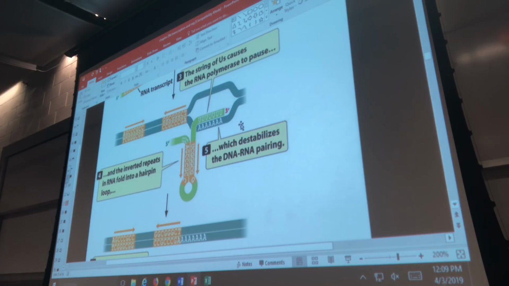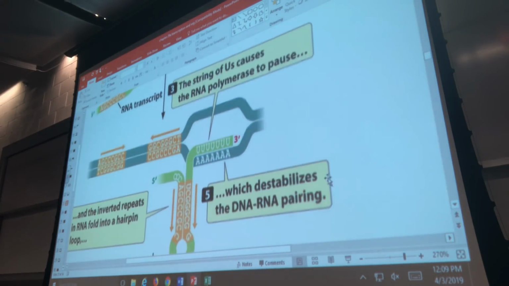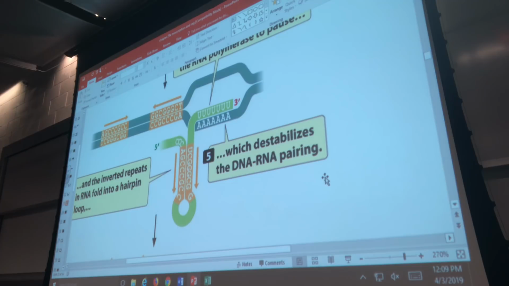So the way, and I'll say this again, transcription ends via rho independent termination is that a transcription of an inverted repeat occurs, in addition to there being lots of A's and U's at the end there. Why is that important? Well, G's and C's are held together by 3 hydrogen bonds. A's and T's, which is the same thing as A's and U's, are bound together via 2 hydrogen bonds.